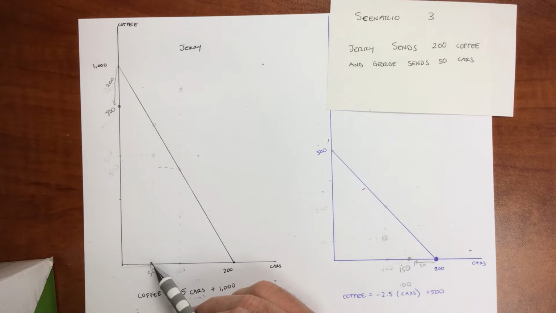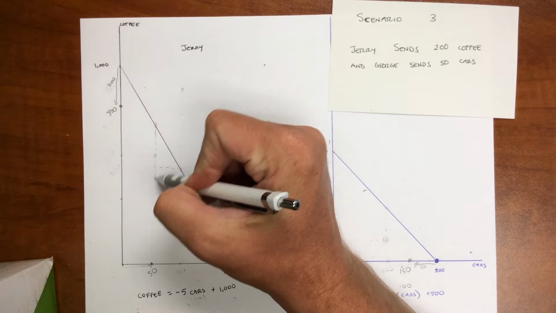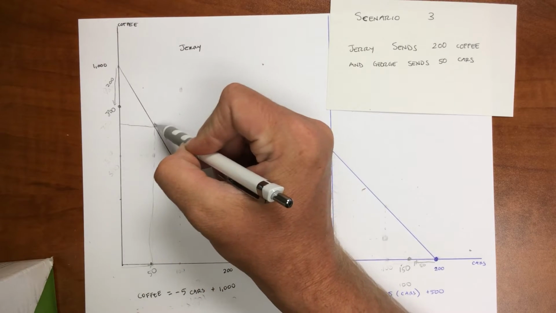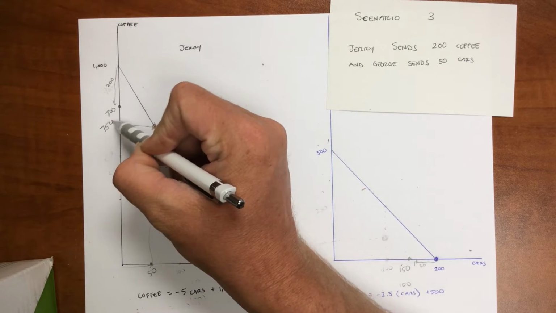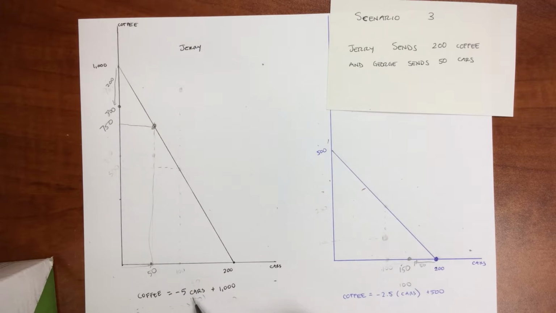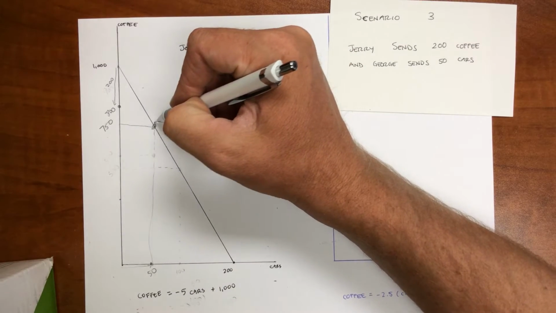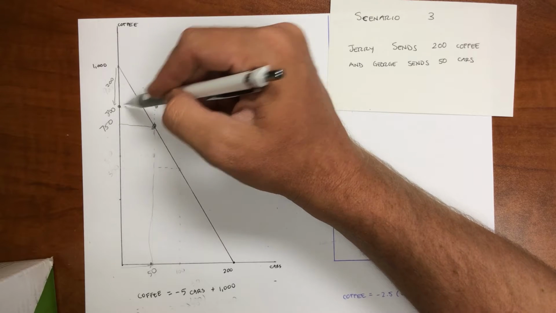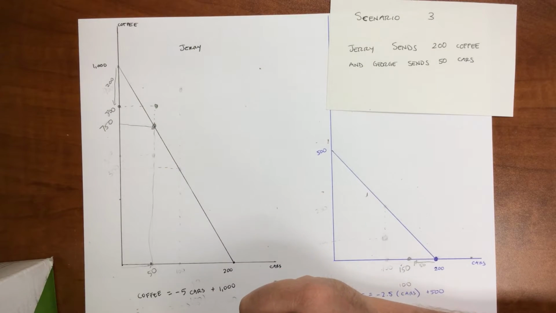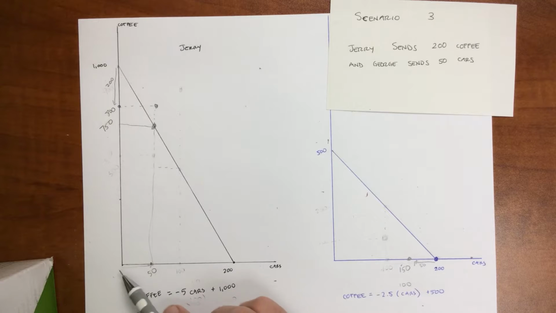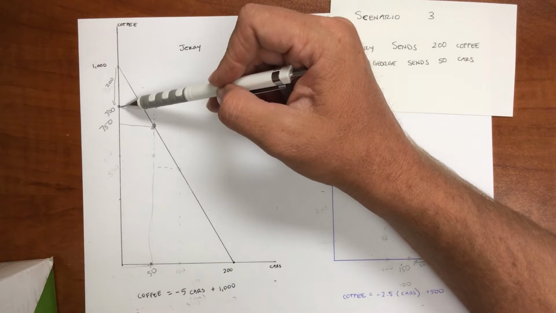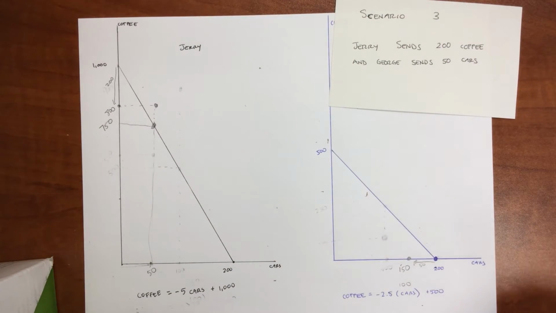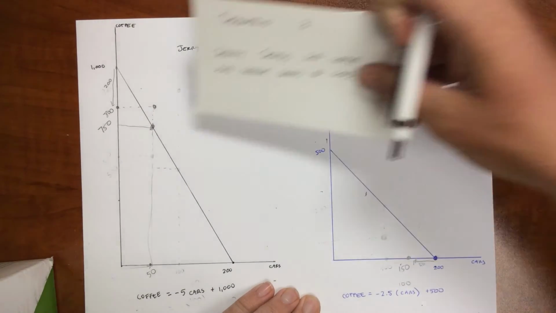Okay, so if Jerry's now going to get 50 cars from George, we already found that point. That point is right here that we erased, and that's 750. I find that by putting 50 in for cars, and I get negative 250 plus 1,000 is 750. But in this case, Jerry actually only has to send George 200 cups of coffee, so Jerry is going to be above his PPF because he's going to receive 50 cars from George, but only have to give up 200 cups of coffee. So Jerry likes this deal.